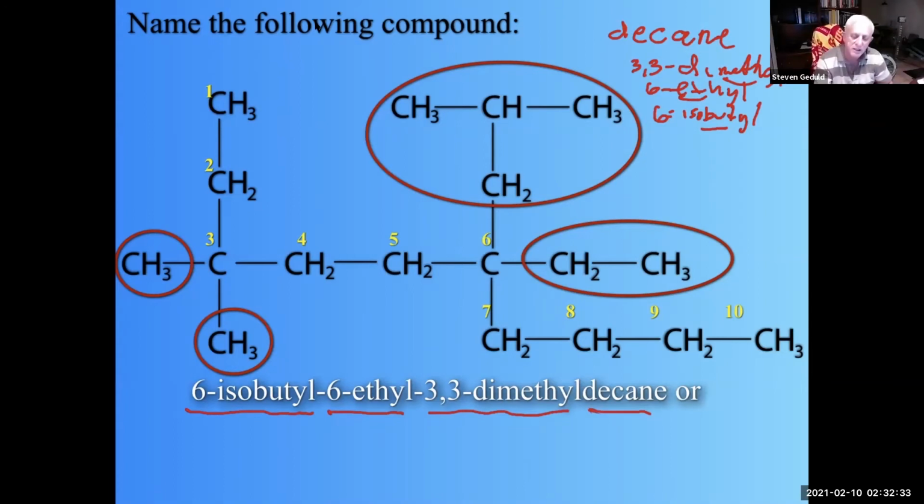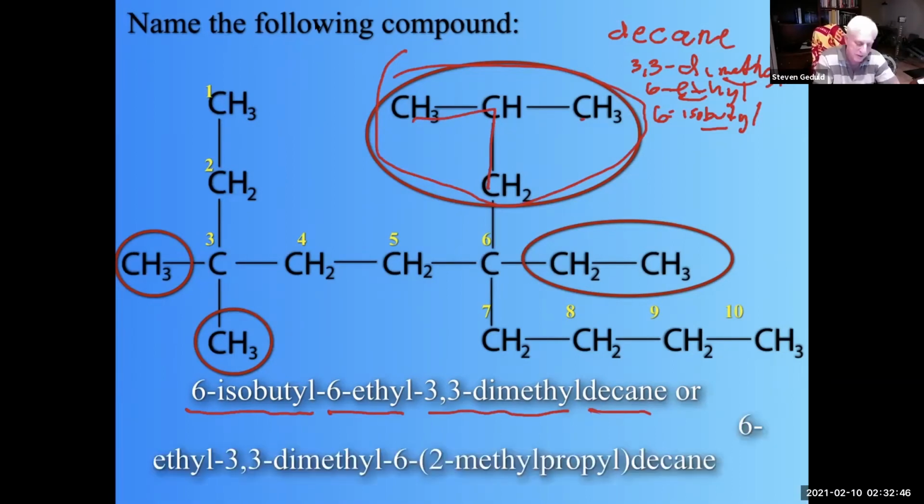Now, if you forget how to name this group, there is another way to do it, because this is a propyl group attached and the methyl group attached to that. So it would not be wrong to put the 6 down here rather than right there. You could put 6-ethyl, like we got, 3,3-dimethyl. And at number 6, you could put a 2-methylpropyl, because here's your propyl group, 1, 2, 3 carbons. And at number 2, it's a methyl group. So you continue to name it within parentheses like we did the other groups. So you can see it both ways.